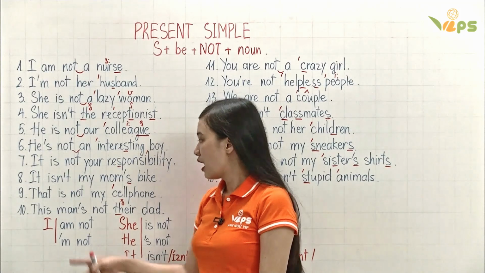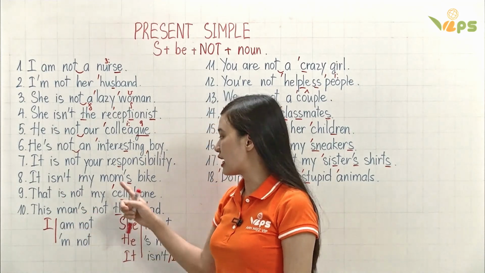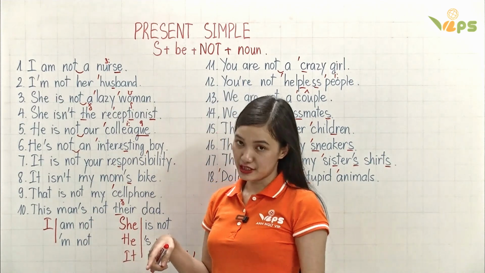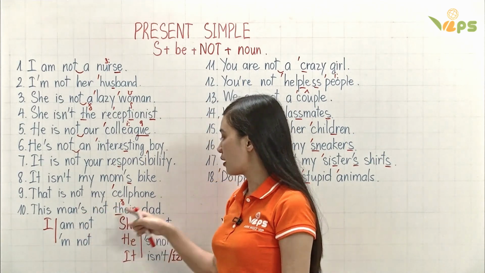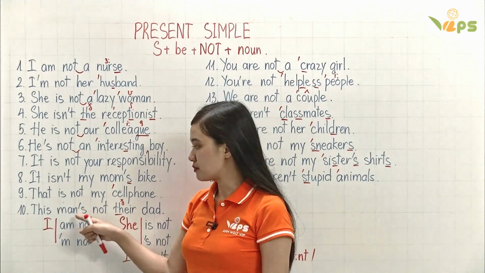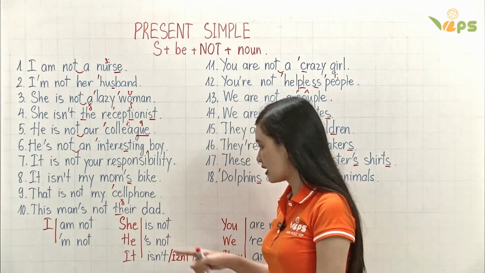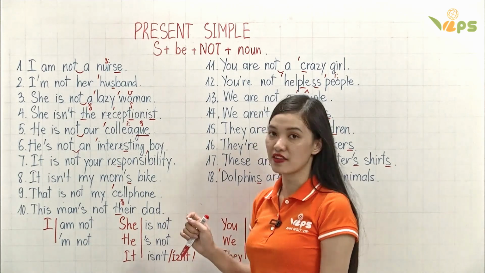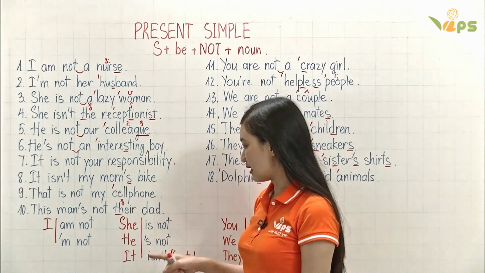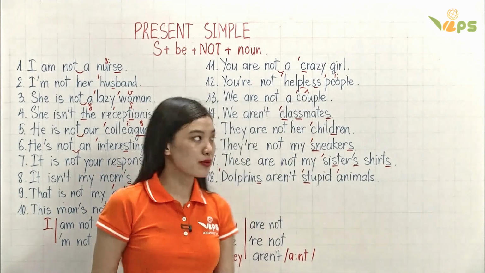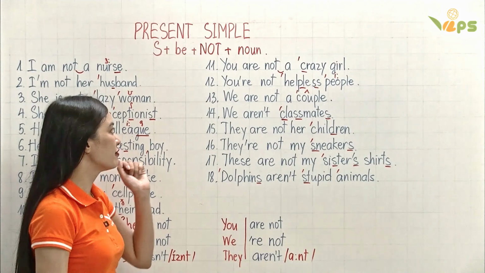Number 10. This man's not their dad. This man, a singular noun. This man's not their dad. So this man, singular noun, we have to use with is, right? Or I can say this man is not their dad. Or this man isn't their dad. Now let's go to 11 and 12.